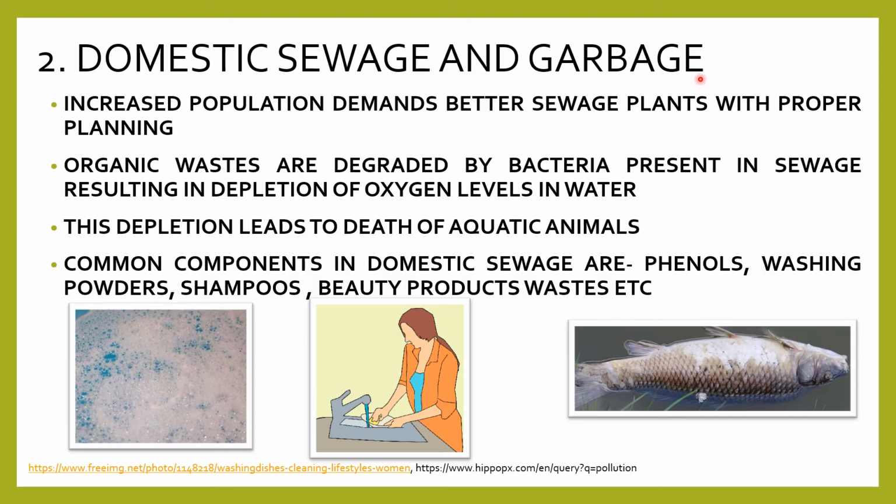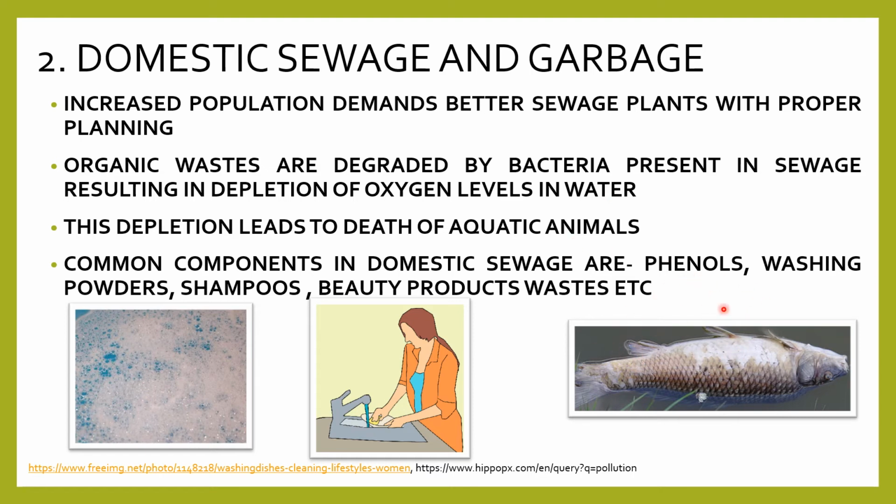Domestic sewage and garbage: increased population demands better sewage treatment, better planning of the city, and proper sanitation. All the organic waste released from our kitchen can be degraded by the bacteria present in the waters. And what is happening is, as we are releasing all this organic waste into the water bodies, and as the bacteria are degrading it, this is also resulting in the depletion of oxygen levels in the water. So, because of this depletion of oxygen levels in the water, the aquatic fish and all which are over there start dying.